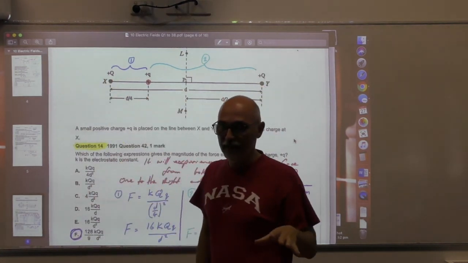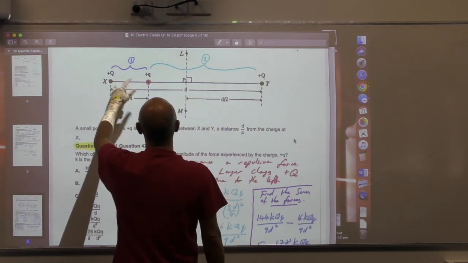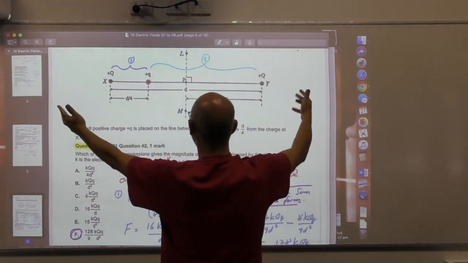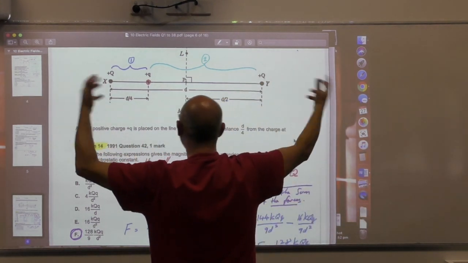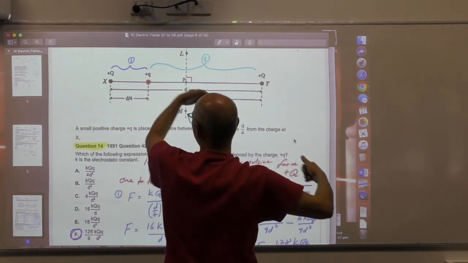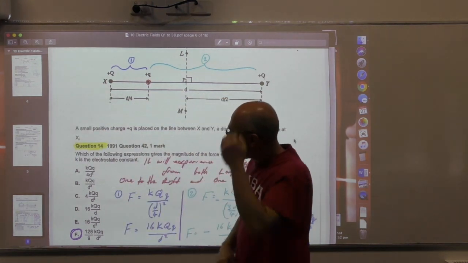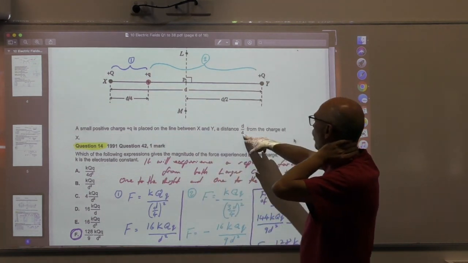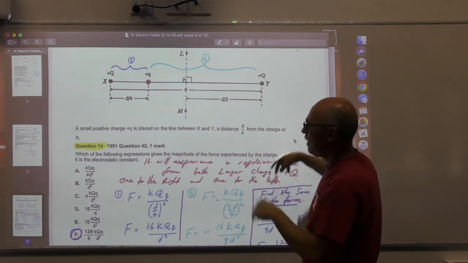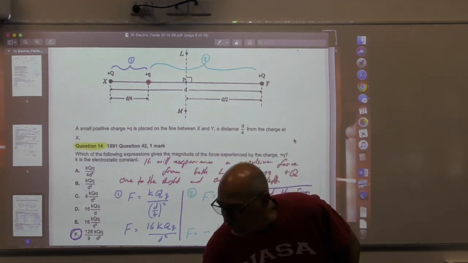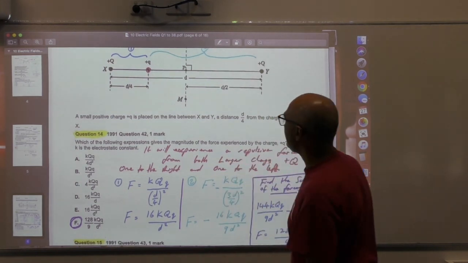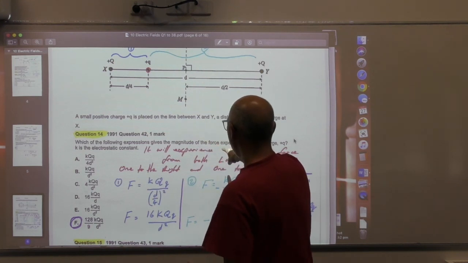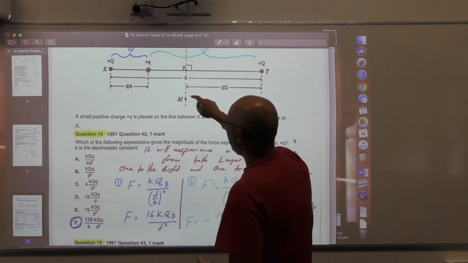Obviously, from what we've learned and studied, it's going to feel a lot more force from X than it is from Y. So just looking at this, it will experience a sum of the forces that will be going that way. Has to, okay? A small positive charge plus Q is placed on the line between X and Y, a distance of 1/4 d from the charge at X. What I've done is color-coded it to make your life a little easier. Which of the following expressions gives the magnitude of the force experienced by the charge at plus Q?